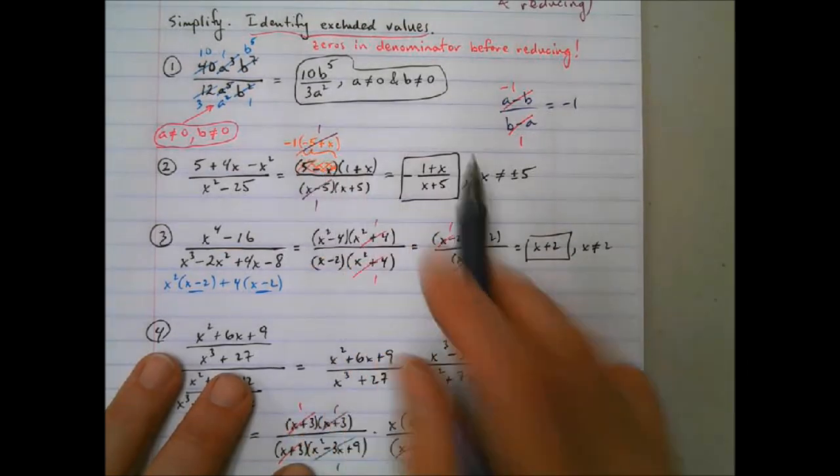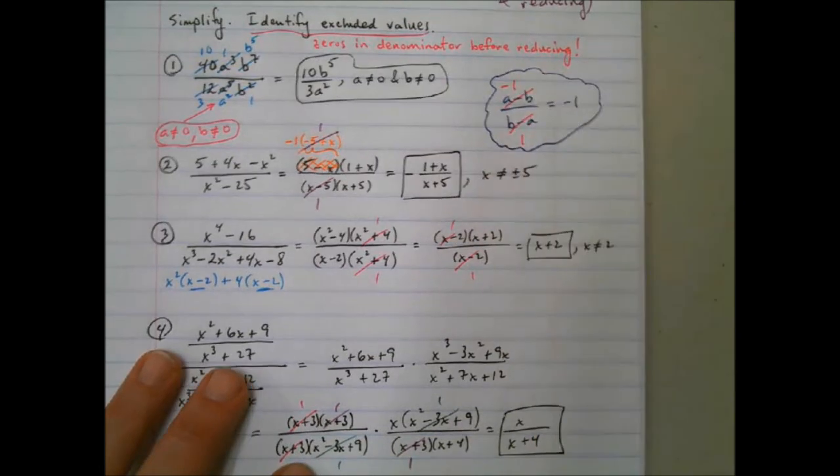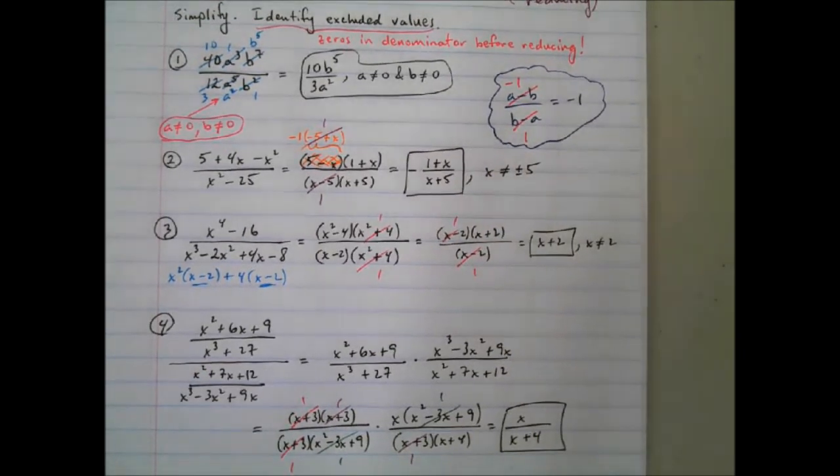And so don't necessarily need to see the GCF of -1 being factored out before you reduce. Okay, so keep that in mind too.